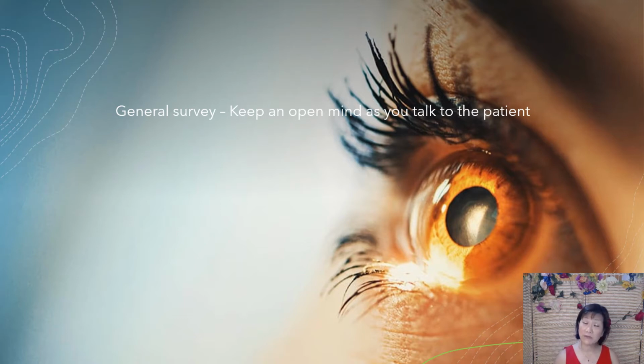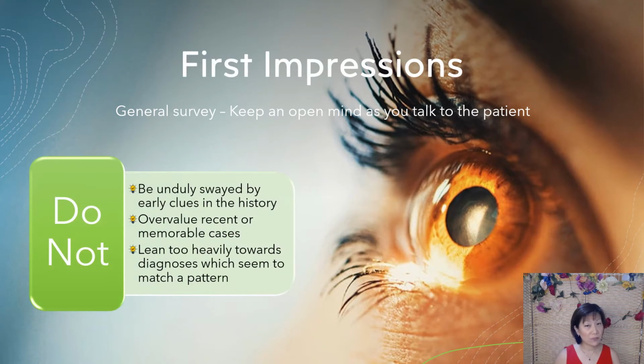So the general survey is first to keep an open mind when you talk to the patient or when you observe them walking into the room. First impressions are extremely important. Remember, while first impressions are important, you should not be unduly swayed by early clues in the history. Many a time when I train younger pharmacists, I have been stuck with them in situations where they already have a predisposed idea of what it could be. And sometimes that actually colors the impression of what the true diagnosis is. Now, don't overvalue recent or memorable cases.